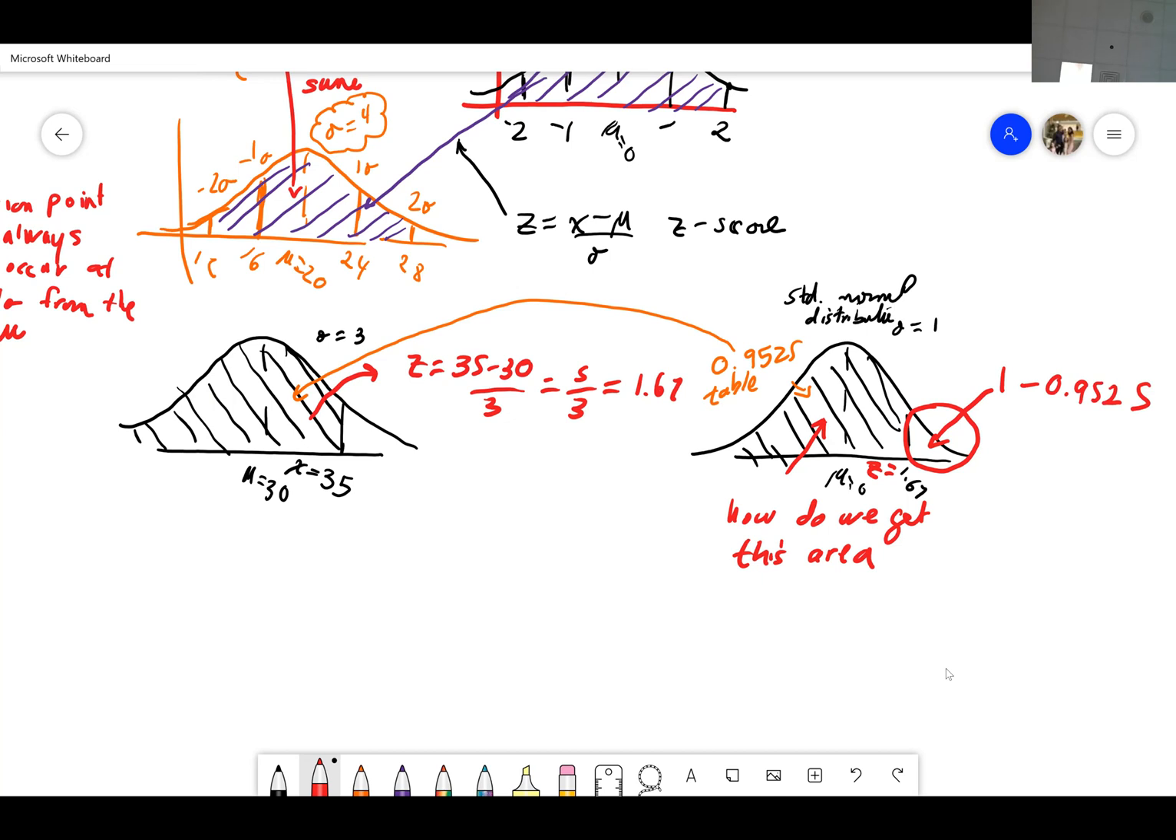And what's that, by the way? Just so I have a complete note. 1 minus 0.9525. Well, that's 0.0475.